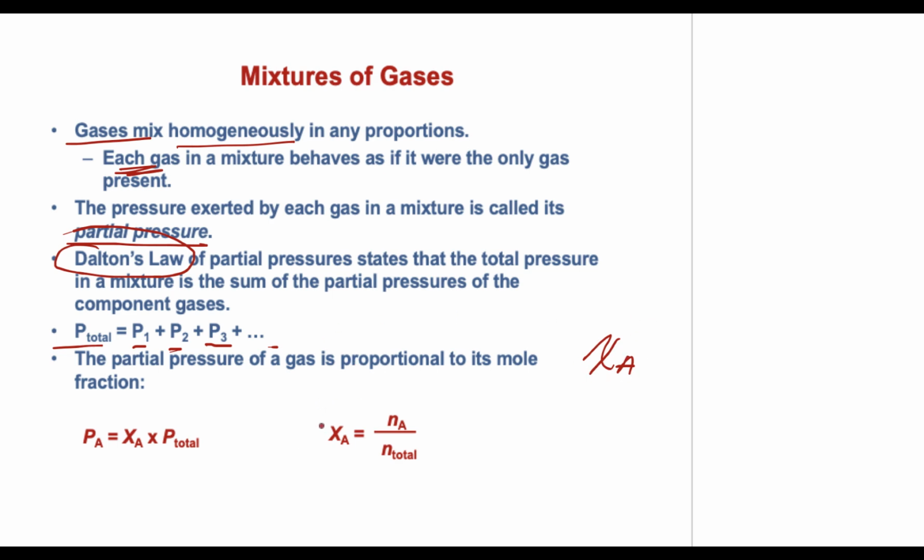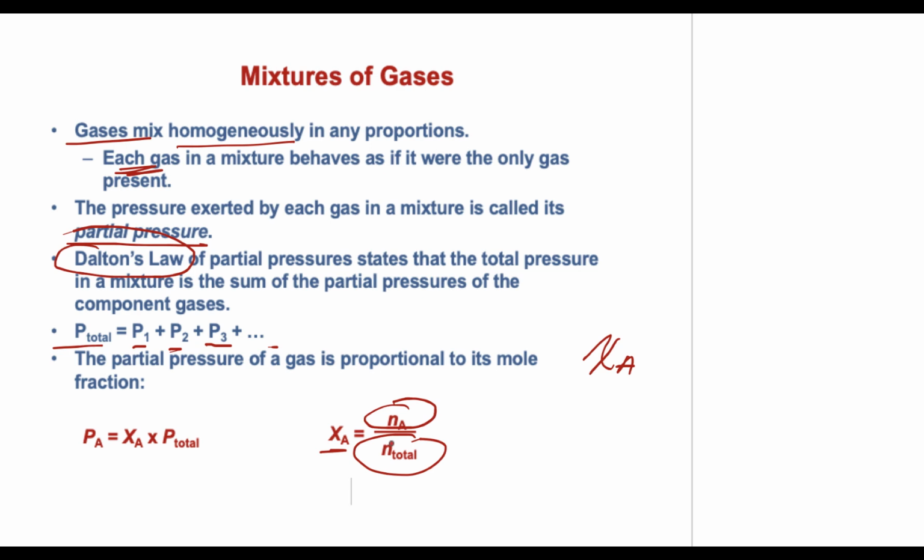So what is the mole fraction? You have a mixture, and we have 2 or more substances in that mixture, and the mole fraction of, let's say, component A of that mixture is going to be equal to the number of moles of A divided by the total number of moles of that mixture.